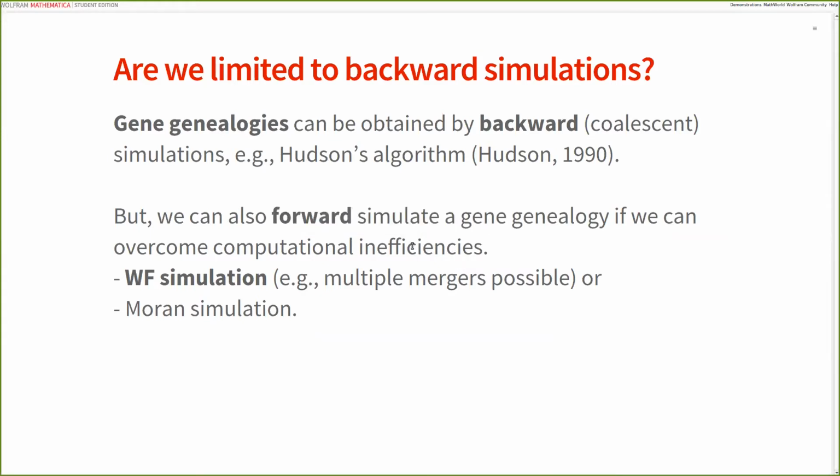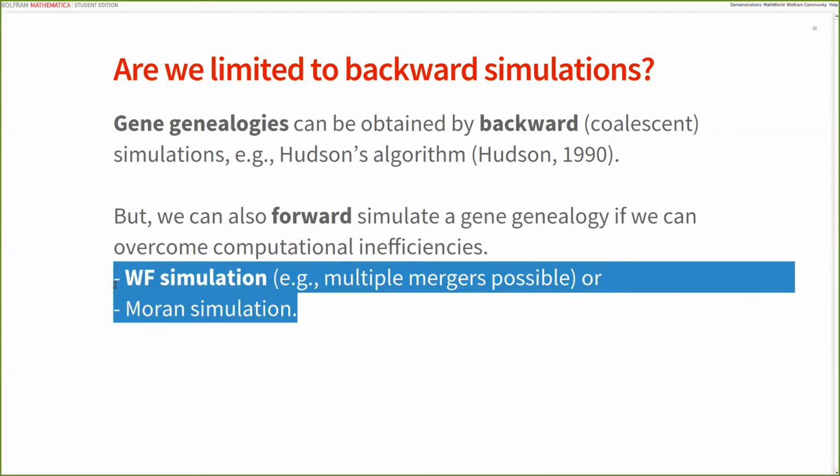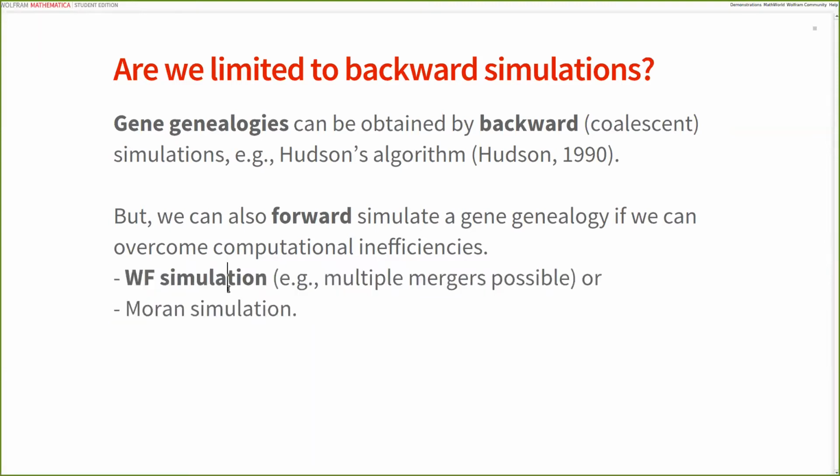In the past, this was rather difficult, particularly due to computational inefficiencies. But for this, we now just consider we forward simulate a Wright-Fisher type of simulation, where of course multiple mergers are possible, and we record the emerging tree structure. And afterwards, throw everything away except the tree structure of our extant population, where we may of course subsample the extant population to a particular sample size n and study its properties.